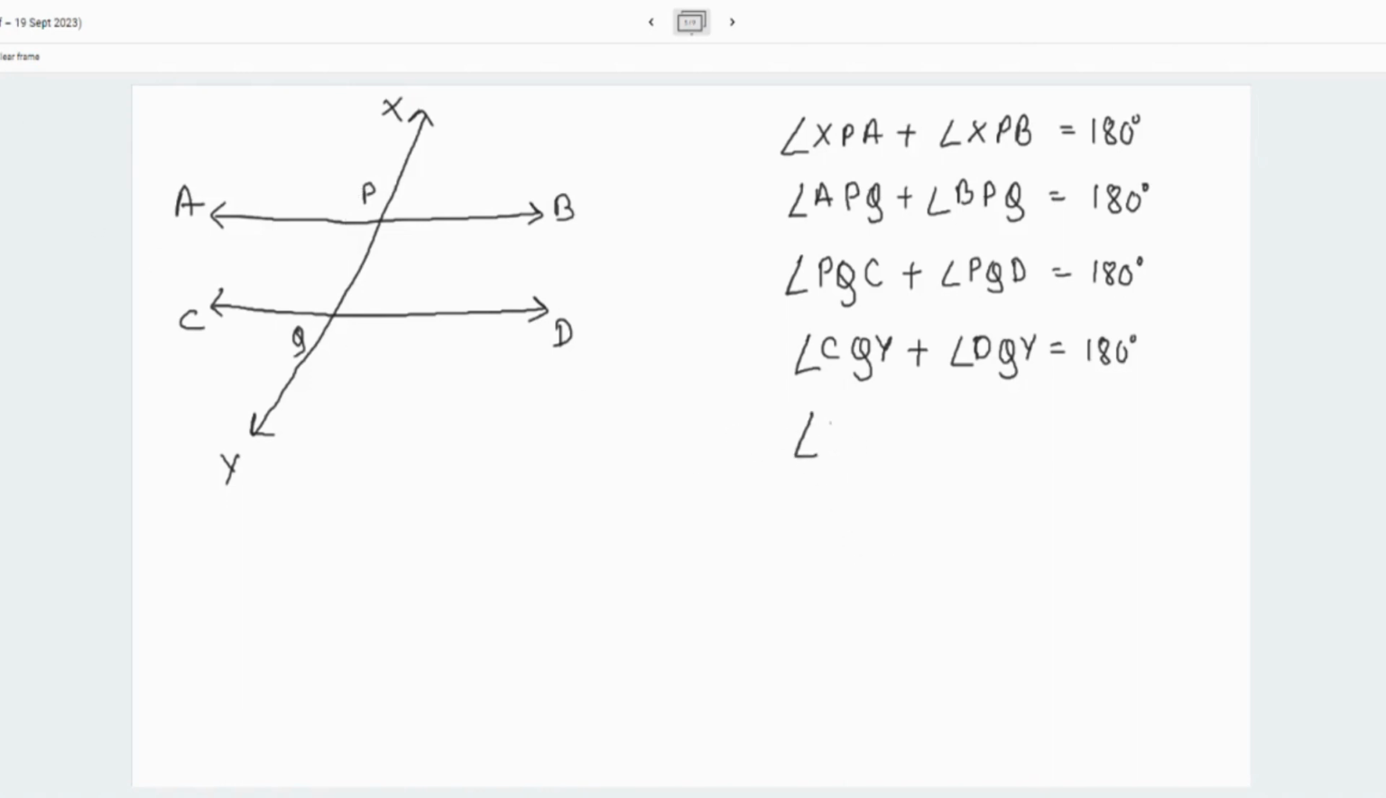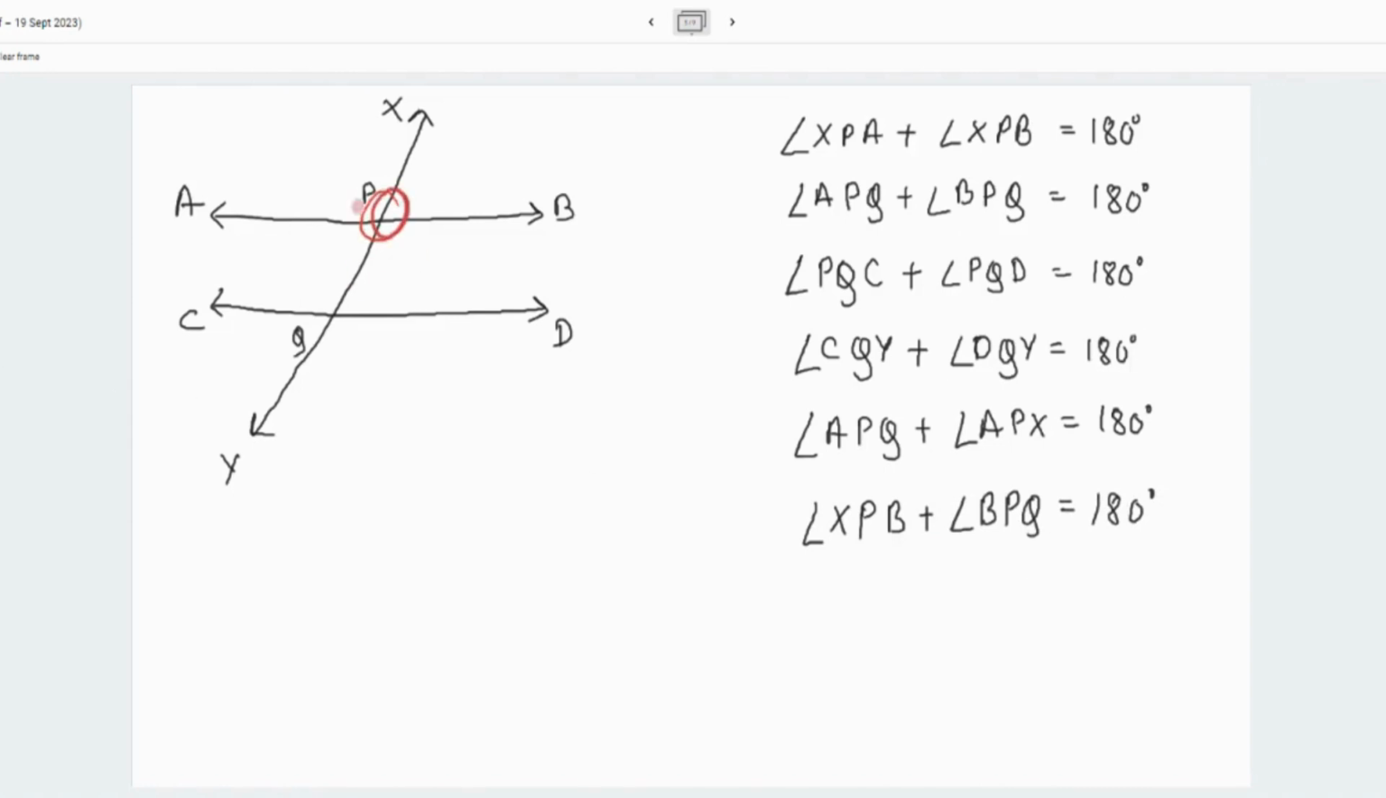So angle APQ plus angle APX is also equal to 180 degrees, because this is a straight line and the two angles lie on the straight line. But if I look at the opposite side also, this is a straight line and this angle is also 180 degrees. So angle XPB plus angle BPQ is also 180 degrees.